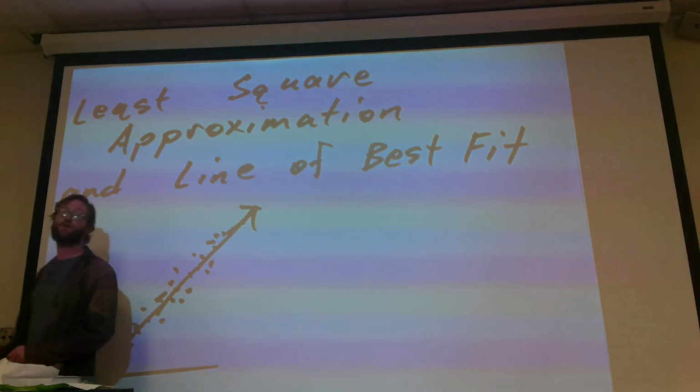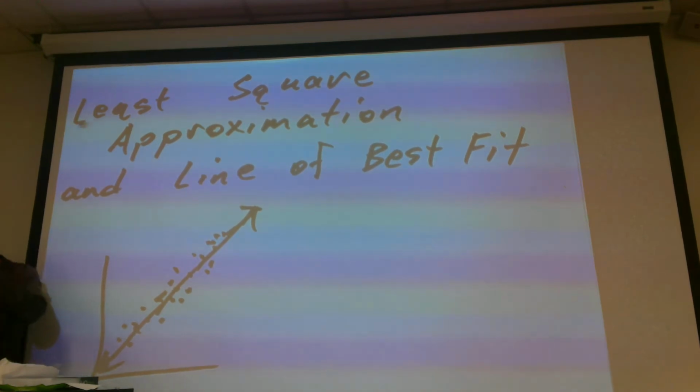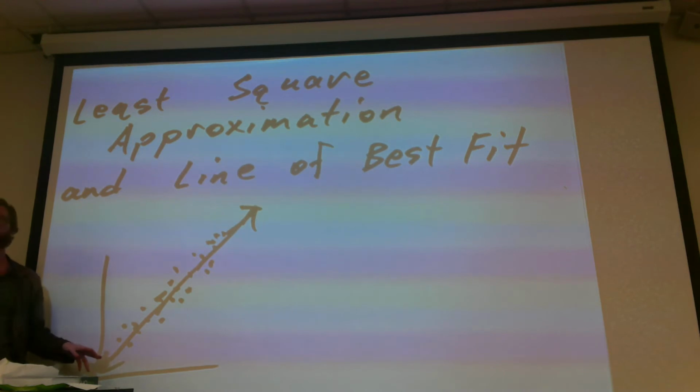Right, so today we're going over least squares approximations. Another way to say that is line of best fit, okay? So in statistics, when we have a whole bunch of data points and we want to find a correlation between all these data points, what we want to do is minimize the distance between any of the points and the line.